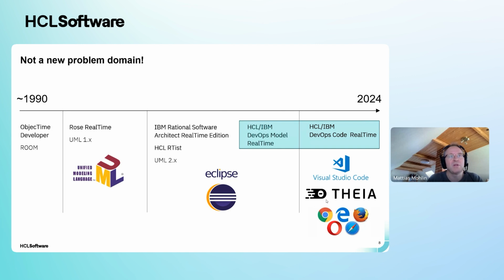This happened when Rational acquired ObjectTime. I think it was around 2000, year 2000. And then the decision was taken also to make it a UML tool, the first version of UML. We actually still have many customers using this, and that proves that this software is kind of sticky.